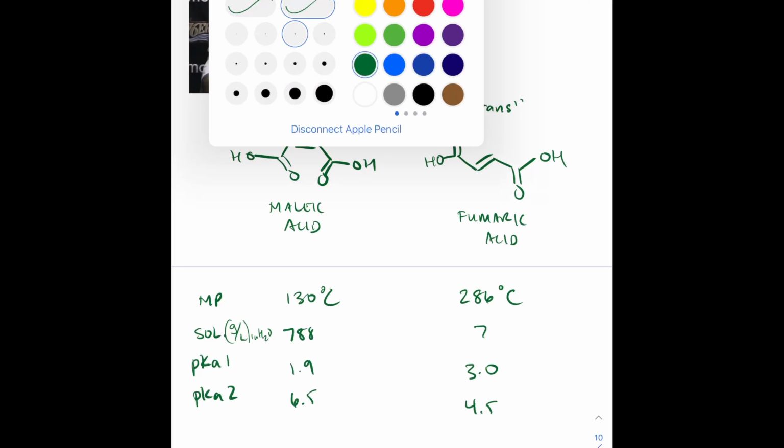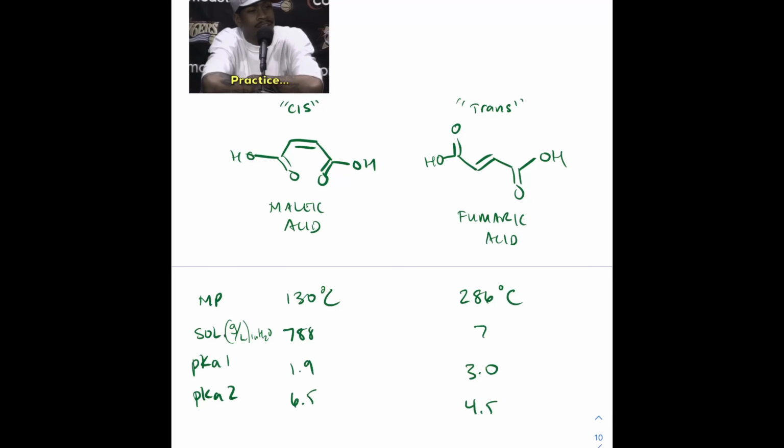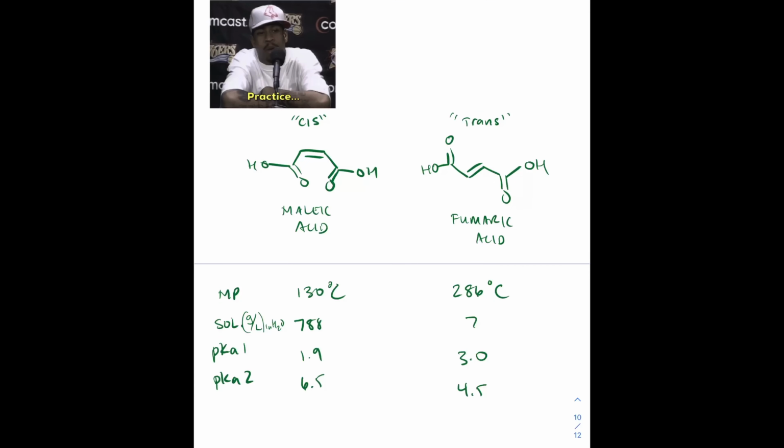Now, let's talk about why this is. So, for the melting point, what do we know about melting point? We know that the more symmetrical a given compound, the higher the melting point. So this one's higher, and this one is in fact more symmetrical. More symmetry. This maleic acid is also very symmetrical.